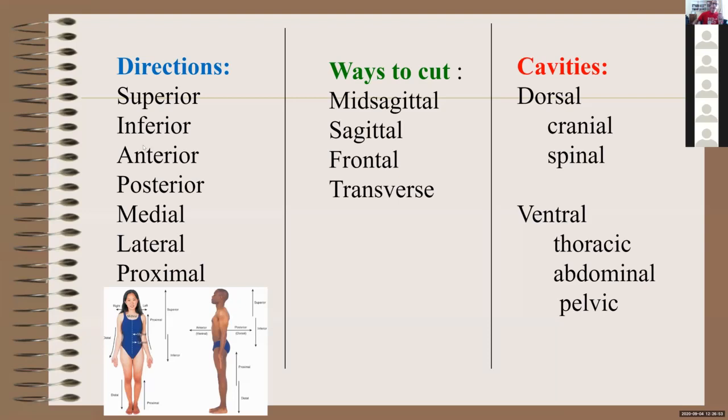So remember the directions. We have superior, inferior, anterior, posterior, medial, lateral, and proximal. When something is towards the bottom of the body in anatomical position, what word do we use? Towards the bottom. Well, remember, I wasn't referring to arm or leg. I'm just saying towards the bottom.